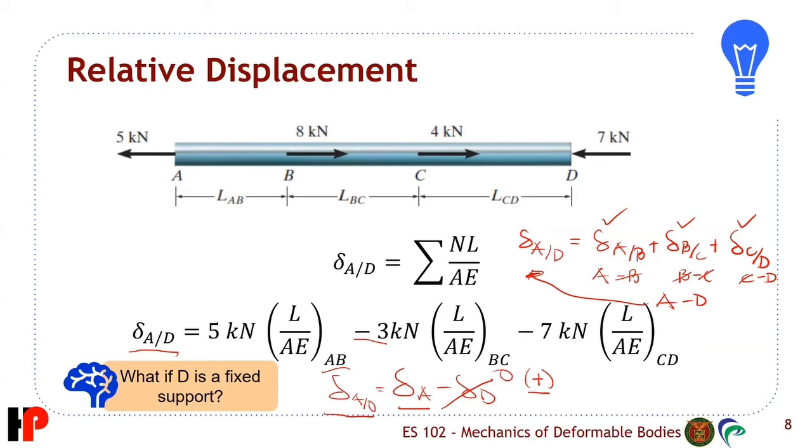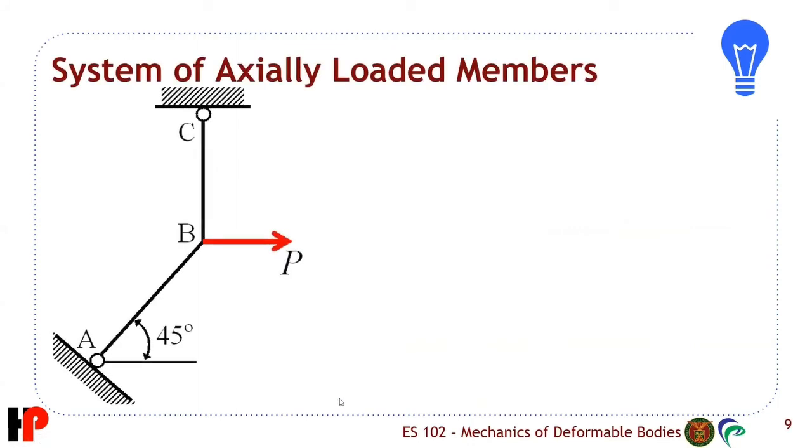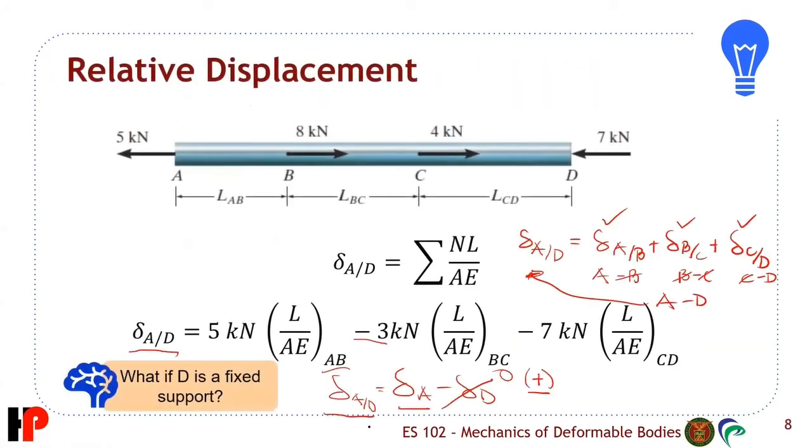So, paano nalalaman? So, again, what is your reference section? Delta A with respect to D. So, our reference section is D. So, your positive must be away from D. So, away from D, ibig sabihin, pakaliwa. Tama ba? So, delta A with respect to D is positive to the left, negative to the right.